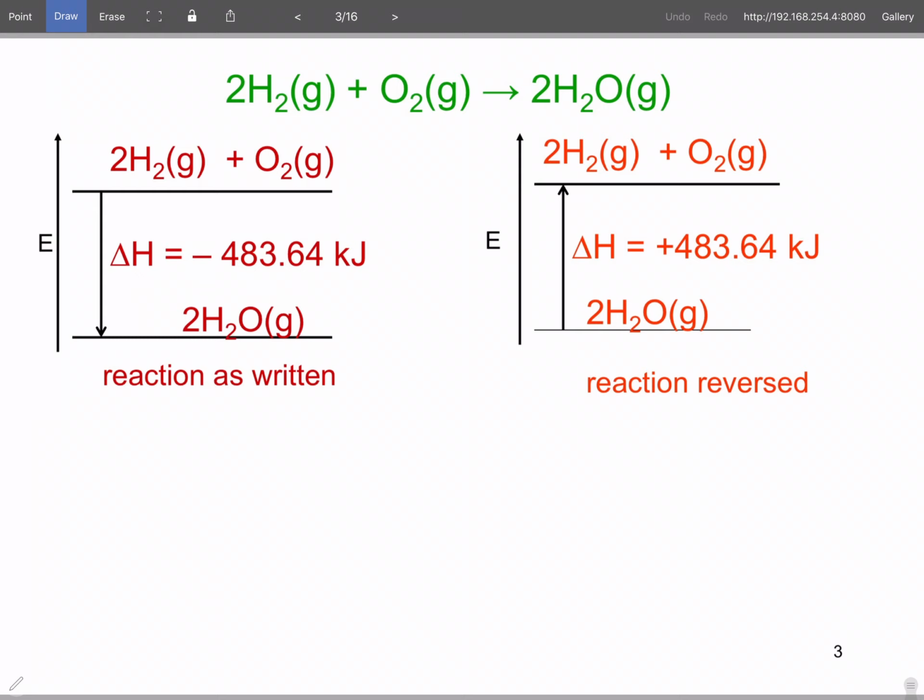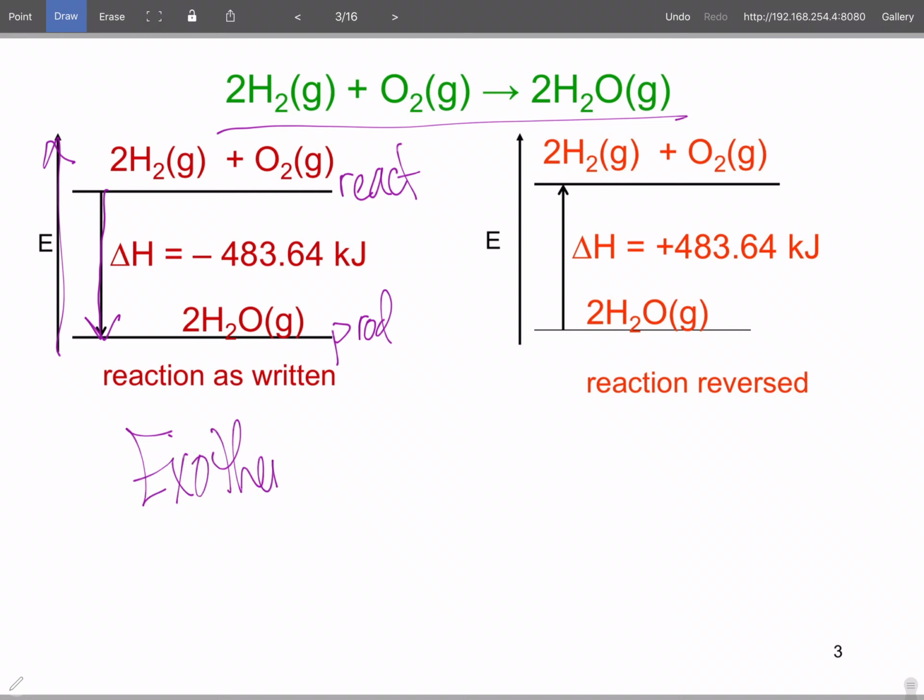Because what we have here is energy rising over here. And this is our equation. So this is our products. These are our reactants. So in this particular case, we started at our reactants and we dropped down to our products. So energy is given off, so it is an exothermic reaction because the energy change is negative.